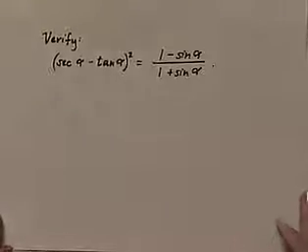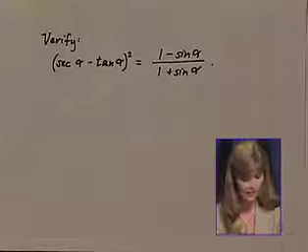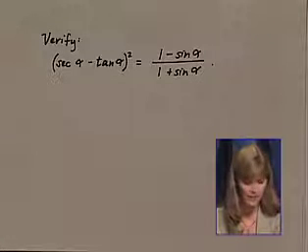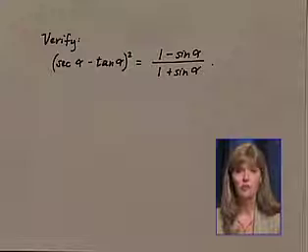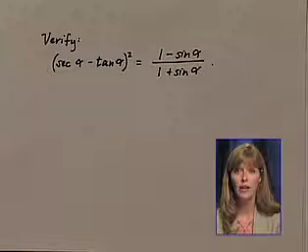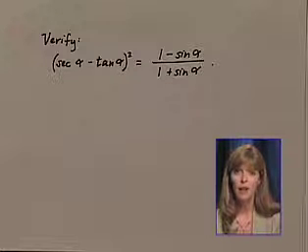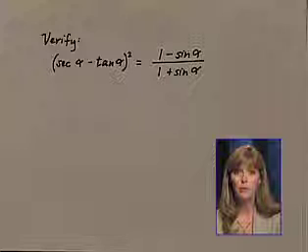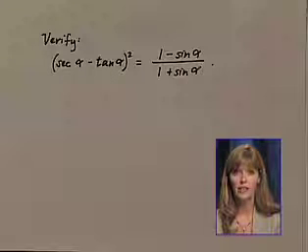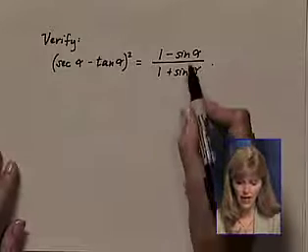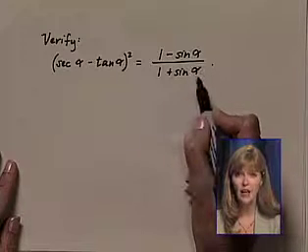And now we're going to do yet another example. In this problem, we're going to be looking at verifying that secant alpha minus tangent alpha squared is equal to 1 minus sine alpha divided by 1 plus sine alpha. Now, even though it may not be obvious to you what would be considered the harder side of the equation right now, one of them has it squared and the other one's a fraction, I'm not real sure exactly what to do with this side.